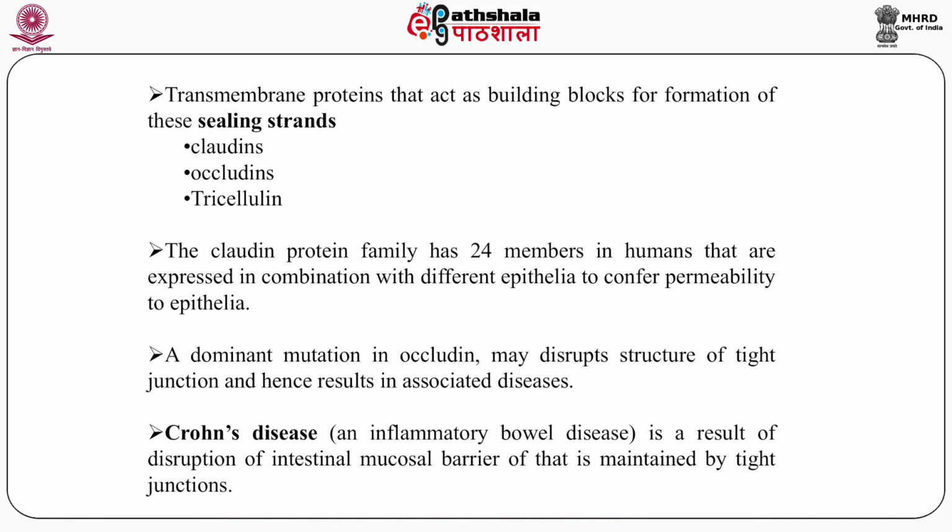The claudin protein family has 24 members in humans that are expressed in combination in different epithelia to confer permeability to the epithelia. A dominant mutation in occludin may disrupt the structure of tight junctions and hence result in associated diseases. Crohn's disease, which is an inflammatory bowel disease, is a result of disruption of the intestinal mucosal barrier that is maintained by tight junctions.